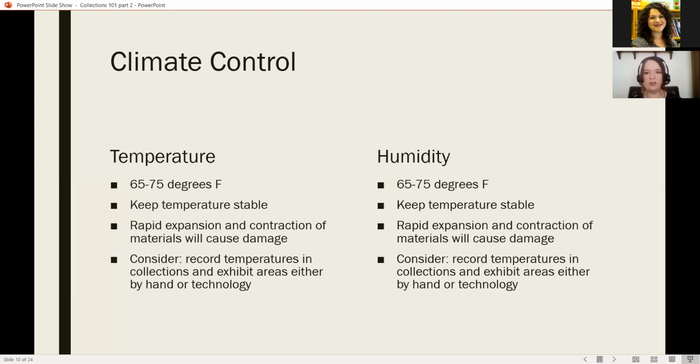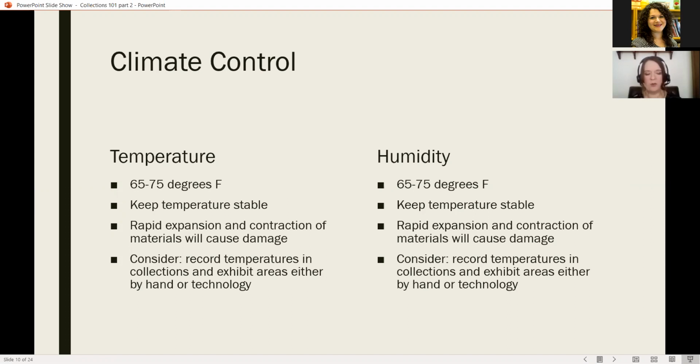You don't want huge temperature fluctuations, even from season to season, because that's going to cause rapid expansion and contraction of materials, which will cause damage. Like your wooden deck out in your backyard: during the winter and summer, over the years, the wood starts to break down. So that's a real life comparison, I suppose.